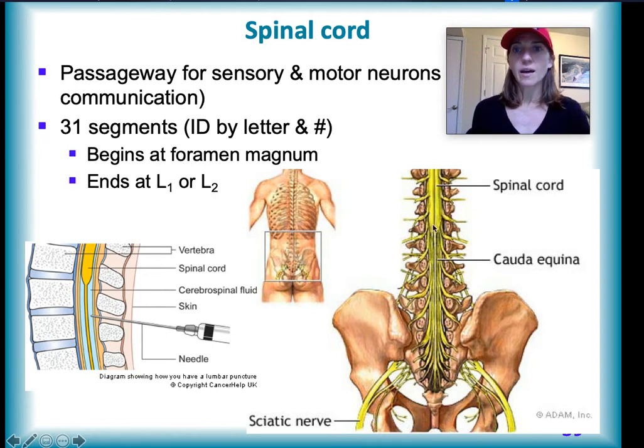So given that the spinal cord officially ends around L1 or L2, there is a continuation of what's called the cauda equina. So you see nerve roots continuing on down past the spinal cord. Equina meaning horse, cauda meaning tail. So it really resembles a horse's tail as we continue past L1 or L2.